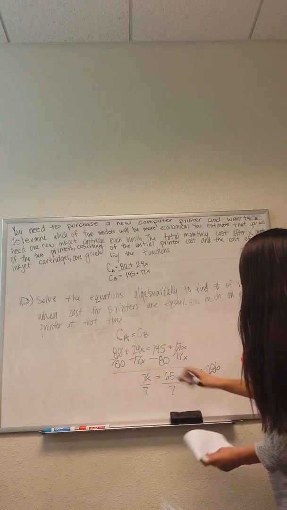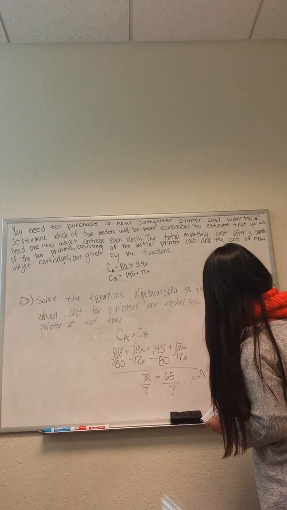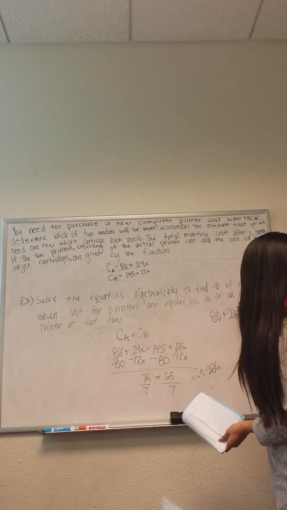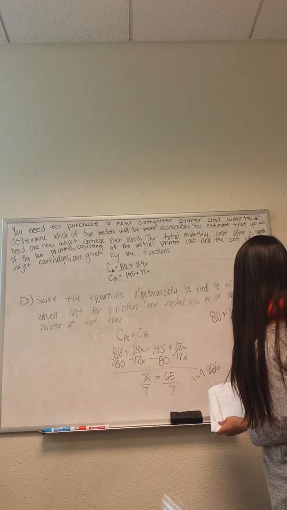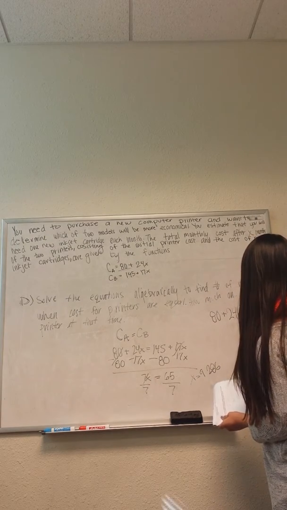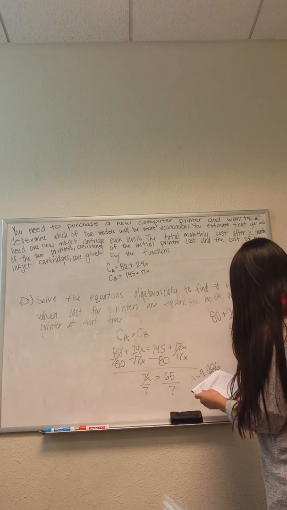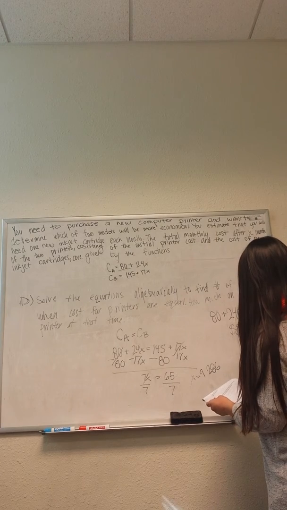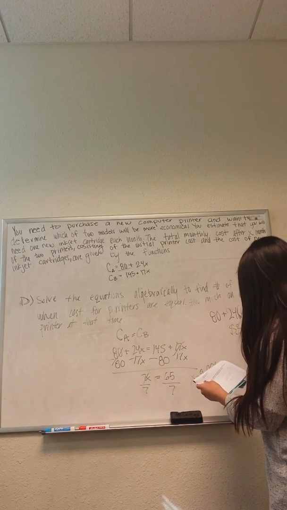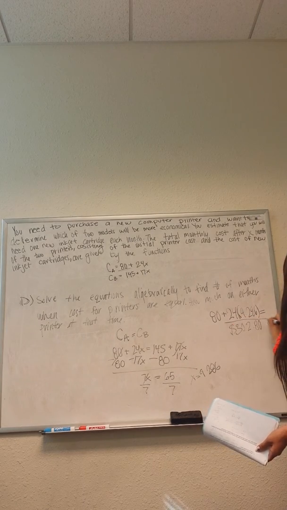And then you plug that into either formula. So I'm going to use the CA formula. And the cost would be about $302.80. So around the 9th month, both printers would cost about this much.